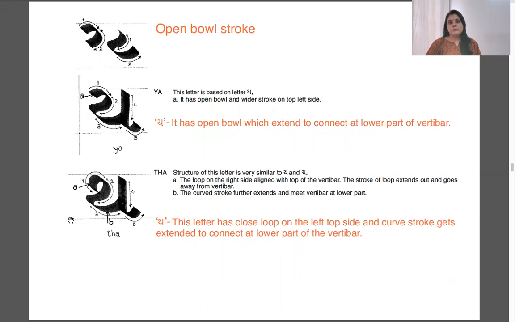These are open bowl strokes. This is letter Y. It has an open bowl which extends to connect at the lower part of the vertical bar. This is letter Th. This letter has a closed loop here on the left top side, and the curve stroke gets extended to connect at the lower part of the vertical bar.